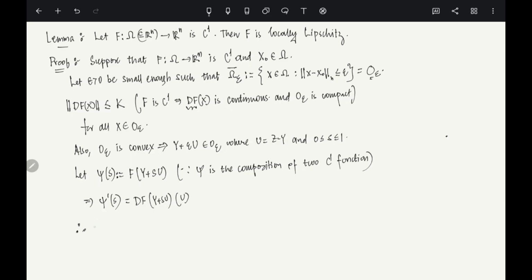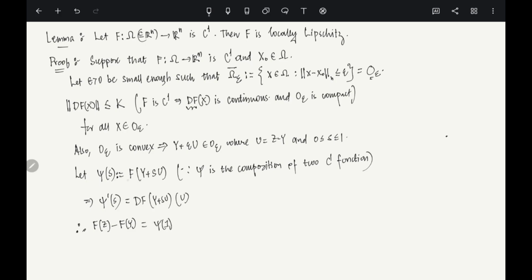Therefore, what is f of z minus f of y? You remember, for any y and z in that ball, I need to show that f of y minus f of z is dominated by the norm of y minus z. Clear? So I am looking for f of z minus f of y. If we do that, this is nothing but psi of 1.